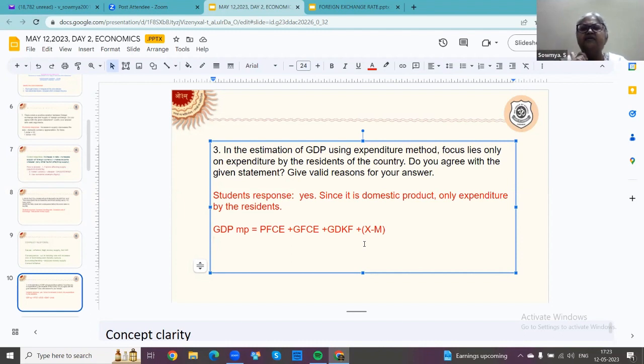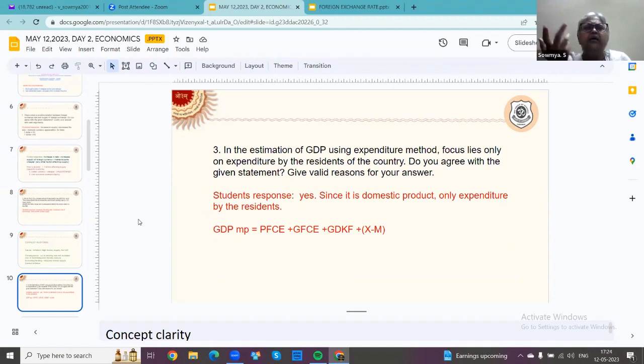Last one, X. So I don't agree with the statement now. No, I don't agree with the statement. Look at that X component. The X component is the expenditure undertaken by the foreigners on the purchase of the locally grown products. Correct? That is a valid reason. That's all done. So the response has to be like that, isn't it? Instead, the child gets confused: since it's a domestic product, only expenditure by residents, why? You get it? Even sometimes we get confused with such questions.